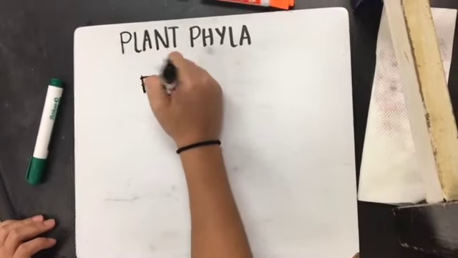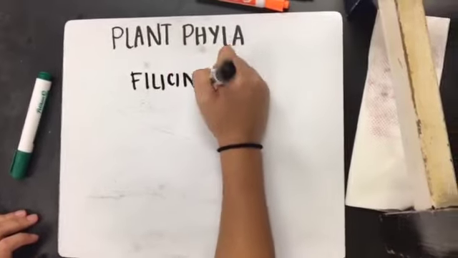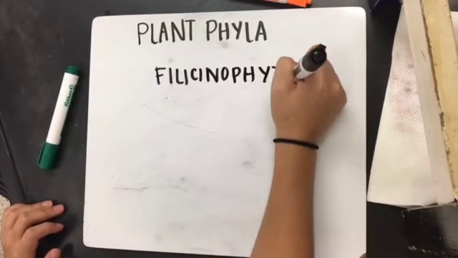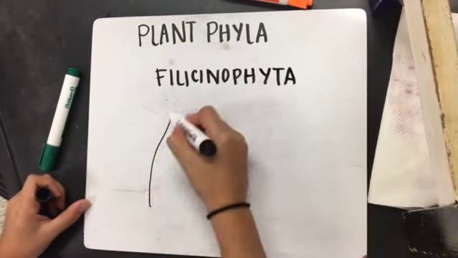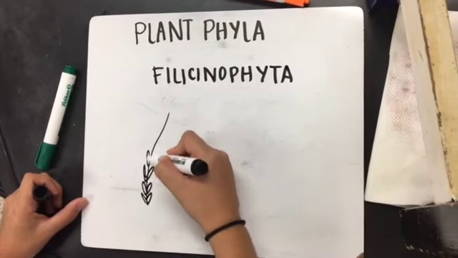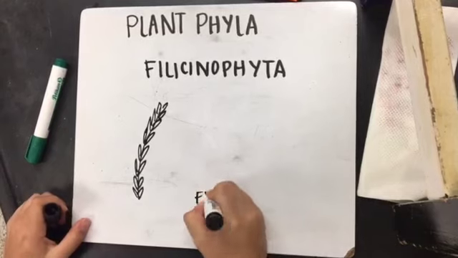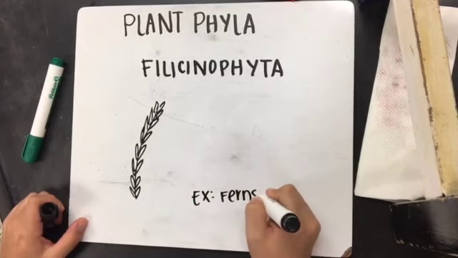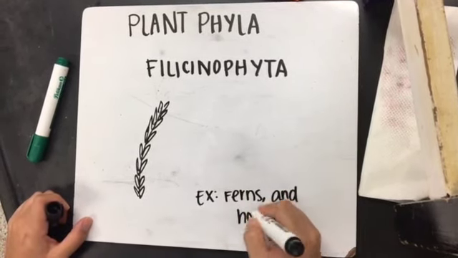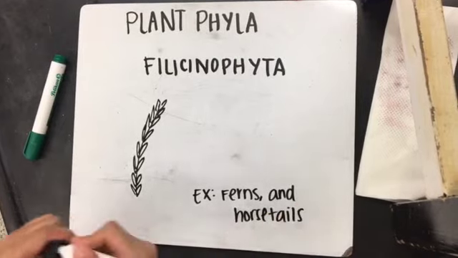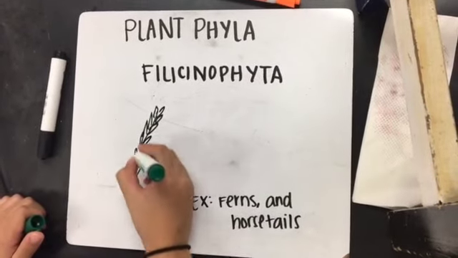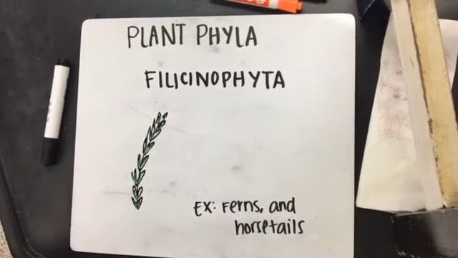Plant phyla, Filicinophyta. They have shallow roots. Their leaves are fronds, and they have a primitive vascular system. They can form small trees, but without a woody stem like normal trees. They have spores that are produced in clusters on their underside. Examples are ferns and horsetails.